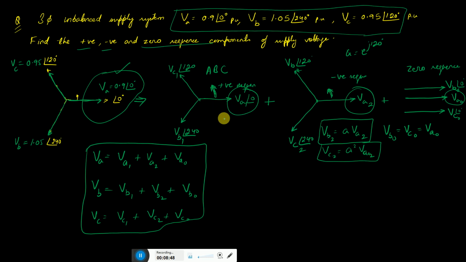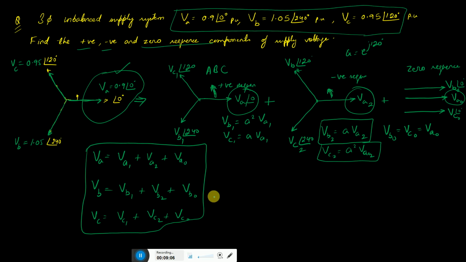In positive sequence, we can write here VB1 is A square times VA1, because VA needs to rotate by 240 degrees. And VC1 is equal to, this is just a 120 degree rotation, so A times VA1.